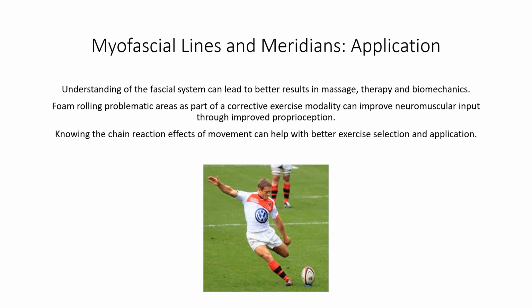So have a look at this picture here of Johnny Wilkinson kicking a ball, and using the previous slides, if you want to go back and try and physically draw on some of the fascial lines that you can see. So he's definitely got some stuff going on there with the spiral line, the superficial front line, and the lateral line, to give you a clue.